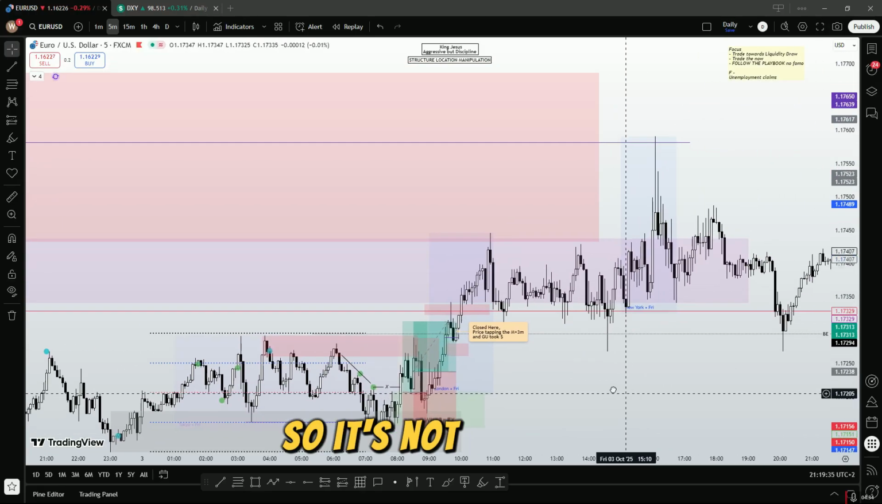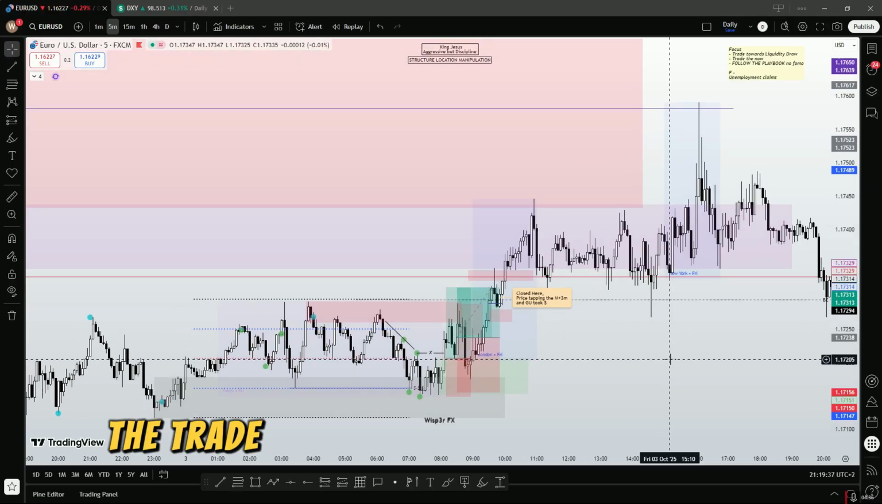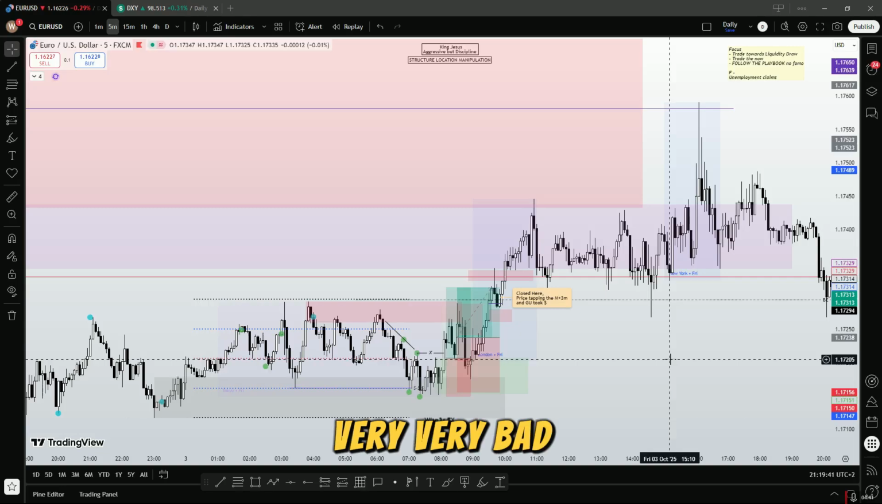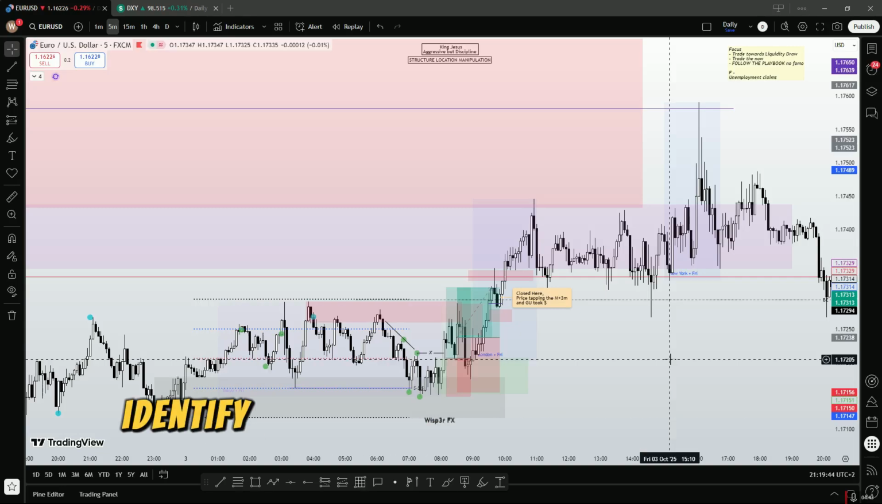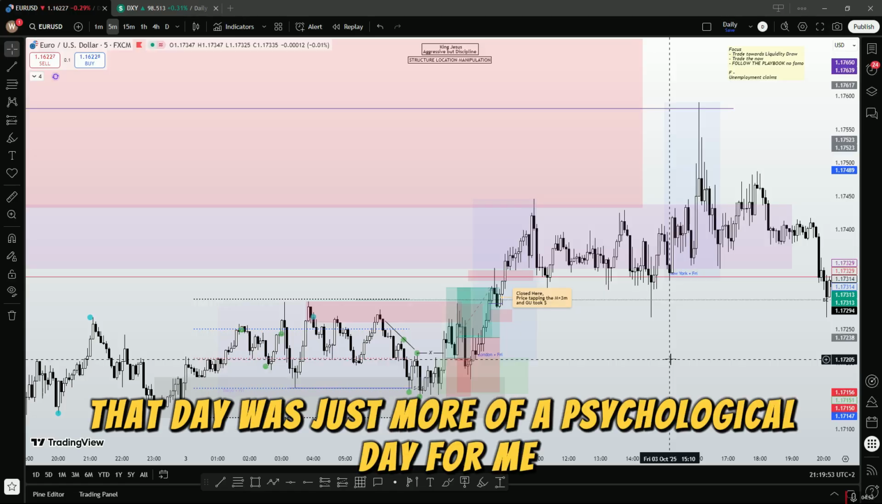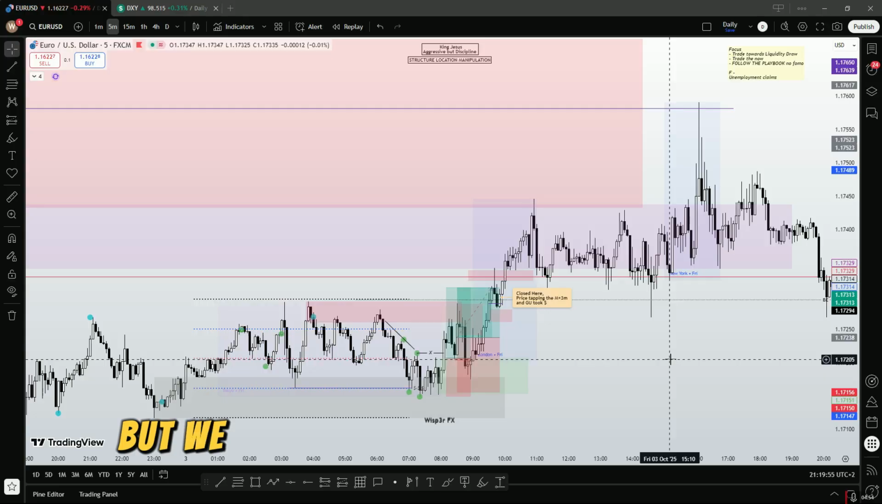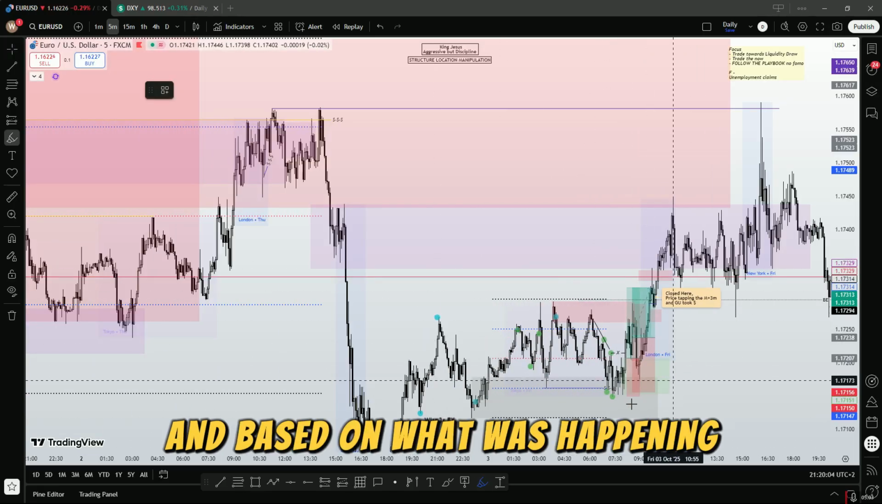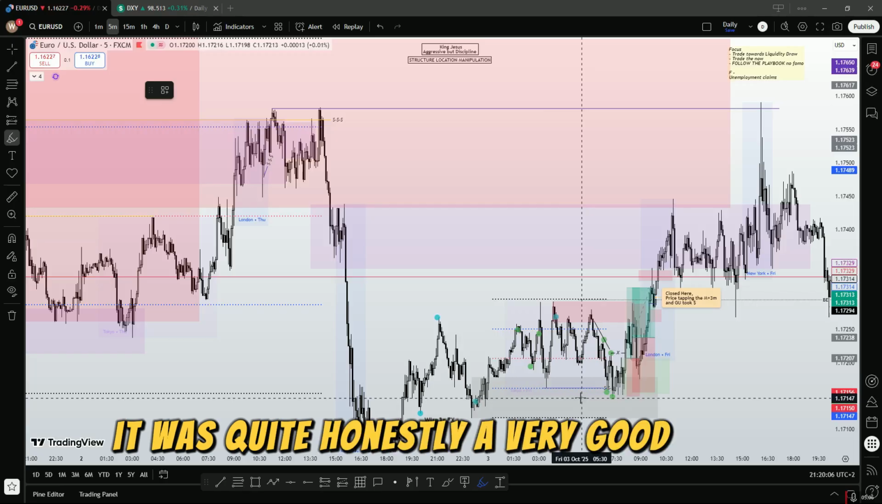So it's not the best. The trade is good, the management is bad, very bad, but we can identify the issue, identify the problem, and just work on ourselves. That's all. That day was just more of a psychological day for me, but we still managed to get into a viable trade setup according to our playbook and strategy, and based on what was happening, it was quite honestly a very good trade.